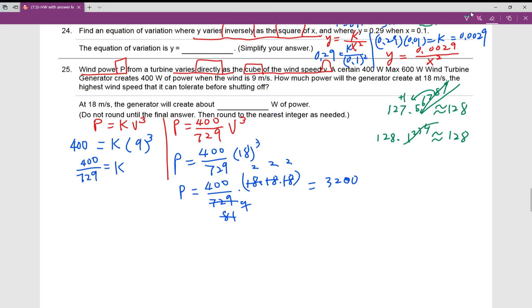On our test, probably even more complicated. We have directly and inversely together. So that's the cube of the wind speed. And there is directly with the cube of speed v. And then how to do the calculation? You need to really do it by yourself.